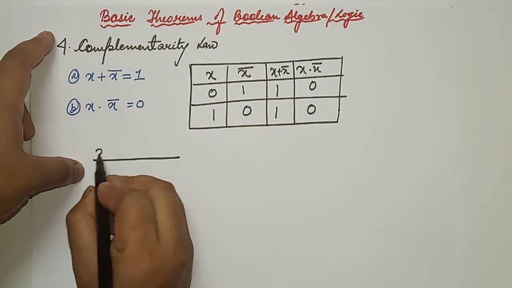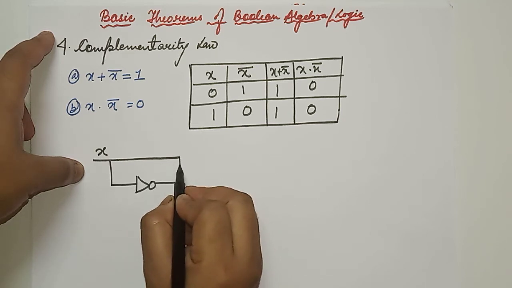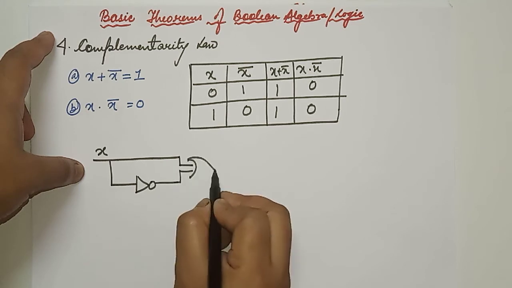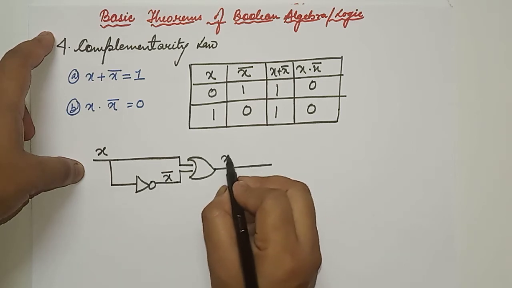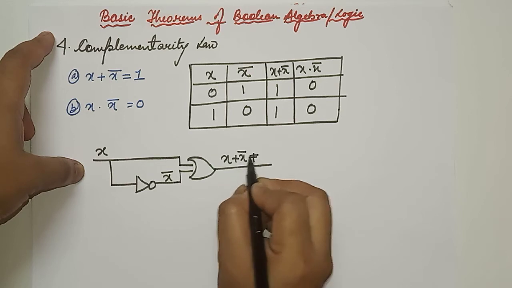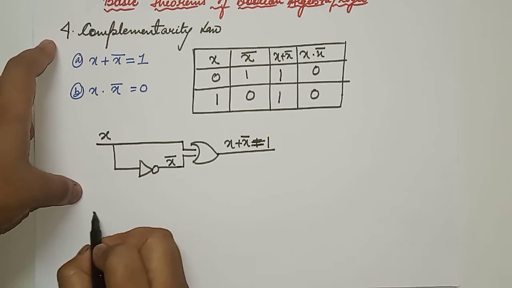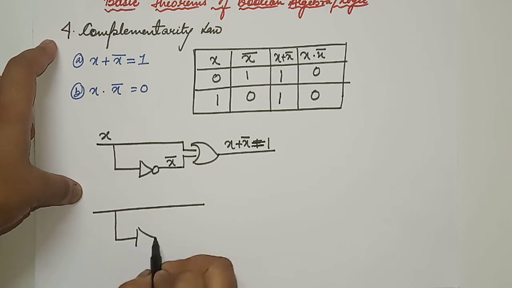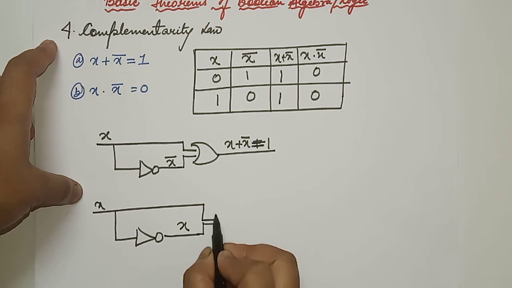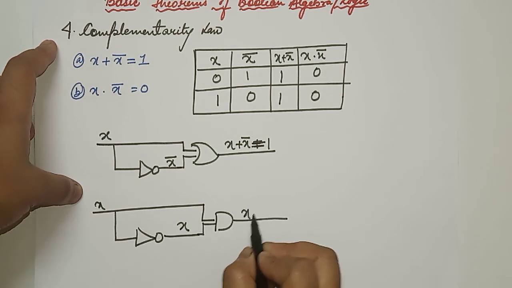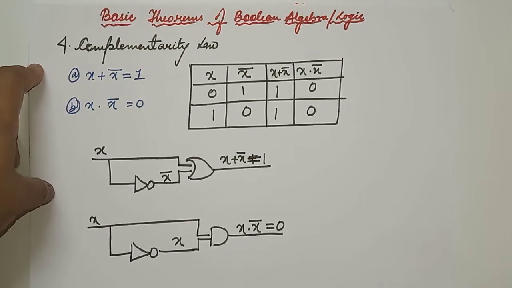you can draw it like this: x, inverter, should be equals to. So this is what the logic diagram for the first one. Next one, let's see. That is also very easy. Here we have to apply the AND operator. Okay, so this is what the complementarity law.